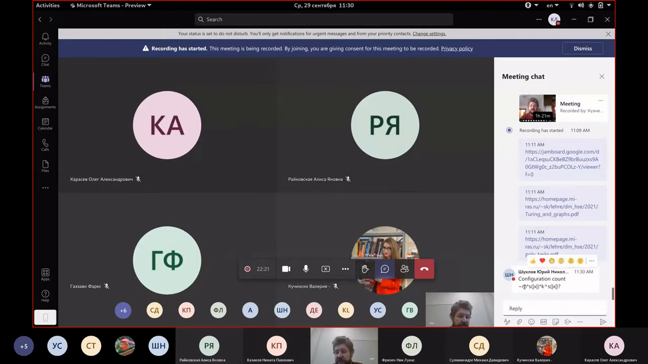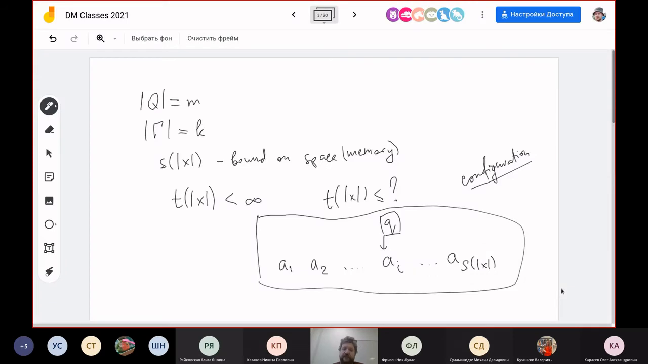The configuration count is m multiplied by S and k to the power of S. Let me write this down here. So the total number of configurations is less or equal, it could actually be equal, but some of them could be unreachable. It's m multiplied by S, where S is S(x), and multiplied by k to the power of S(x), or let's just call it S, just for simplicity.